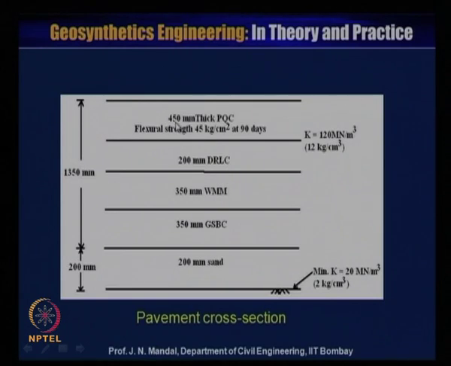So, this is the 450 millimeter thick PQC. Flexural strength is 45 kg per centimeter square at 90 days, and this K value is given 120 MN per meter cube, that means 12 kg per centimeter cube, and this is 200 millimeter DLC, this is 350 millimeter WMM, and 350 millimeter GSB, and 200 millimeter sand, and here minimum K is 20 MN per meter cube or 2 kg per centimeter cube, and this depth is about 200 millimeter, and from here to here is about 1350 meter.